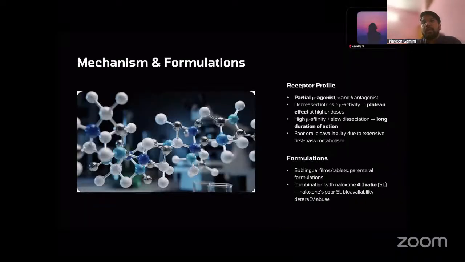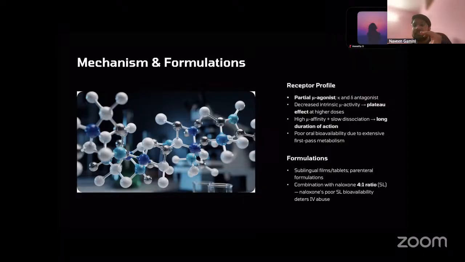So what about the mechanism? As explained, buprenorphine is a partial mu agonist, and a kappa and delta antagonist. Because it has decreased intrinsic mu activity, there will be a plateau effect at higher doses. So if we have buprenorphine toxicity, the effects at the higher doses will be the same as the maximum range because it will show a plateau effect.